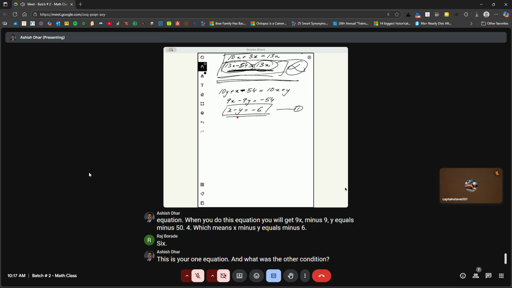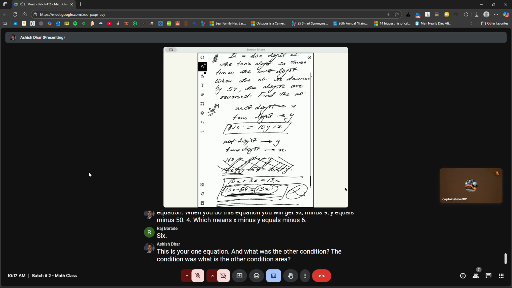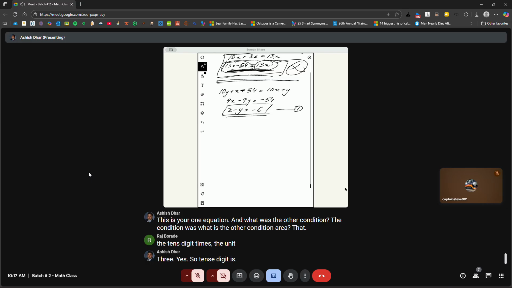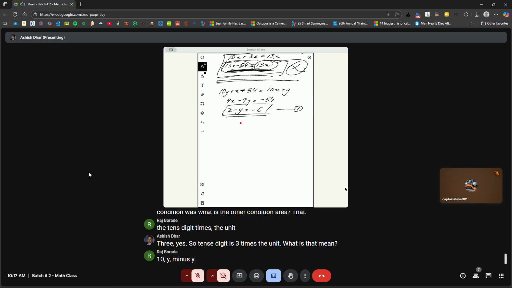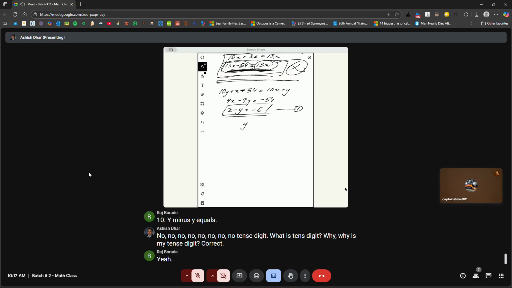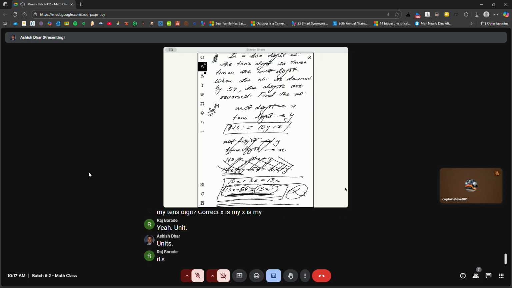And what was the other condition? What was the other condition, Arya? The tens digit is 3 times the units. Yes, so tens digit is 3 times the unit. What does that mean? Tens digit, what is tens digit? Y. Y is my tens digit, correct? X is my units digit. Y is my tens digit.